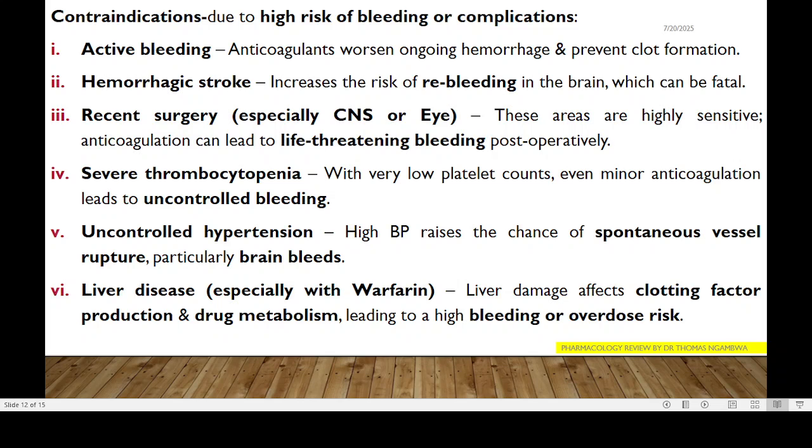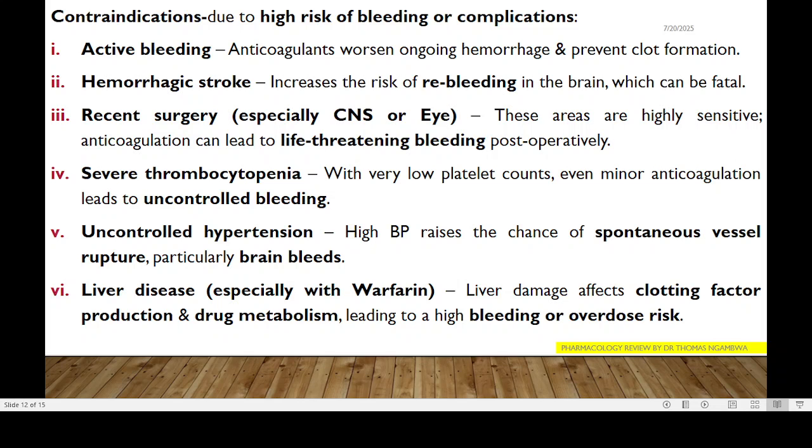So these drugs are very important. They are used to treat a number of conditions, but they are contraindicated in some conditions, and this is mainly due to high risk of bleeding or complication. Like the first one, active bleeding, anticoagulants can worsen ongoing hemorrhage or prevent clot formation, like in the case of peptic ulcer disease conditions. The second one is hemorrhagic stroke.